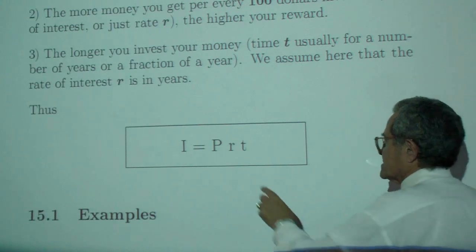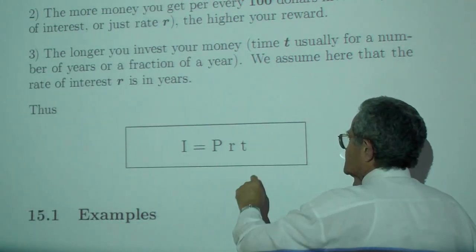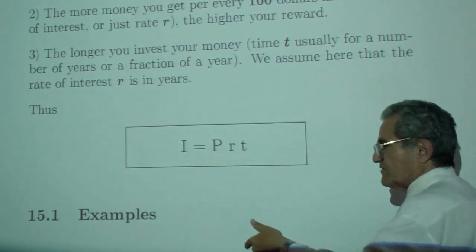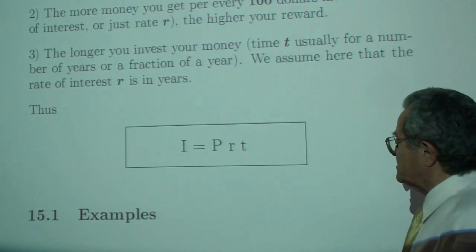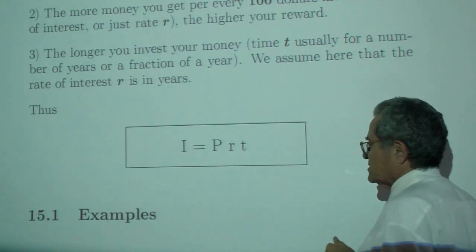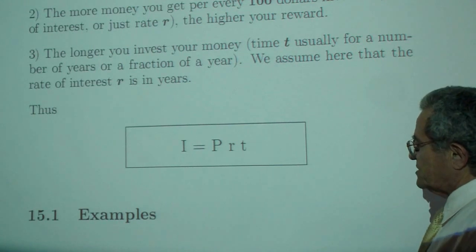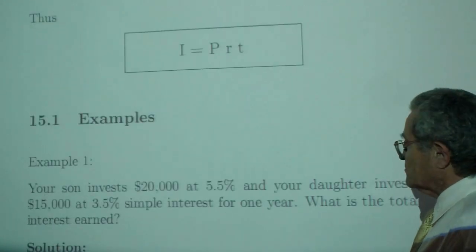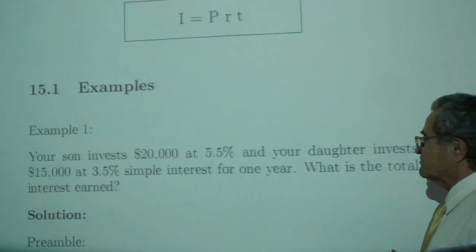So your reward is interest. It depends on principal, rate, which means out of every $100 you get so many dollars, and the time in terms of years, if the rate is in years. And then we'll start our examples.